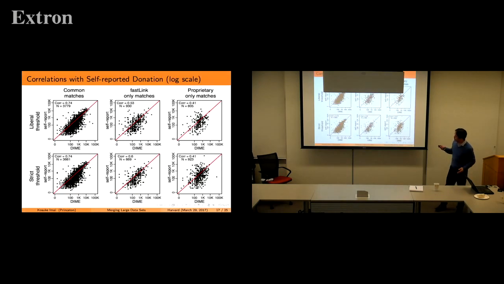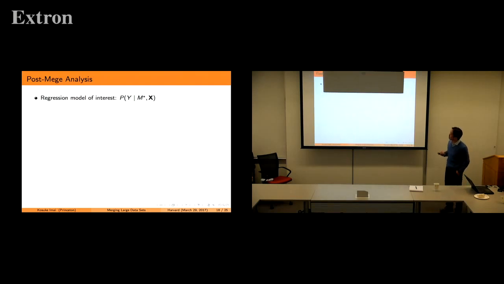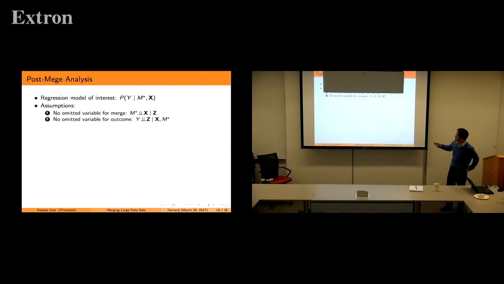So there's one question you might think of: once we do this match, how do we run regression? That's what a social scientist wants to do. So, post-merge analysis. Suppose we're interested in a regression model of interest, and M star is the real match that we don't observe. We can make a few assumptions. The first assumption is no omitted variable for merge. So given the variables that we use to merge, this independent variable is independent of the true match. Basically this is saying the merge is good.